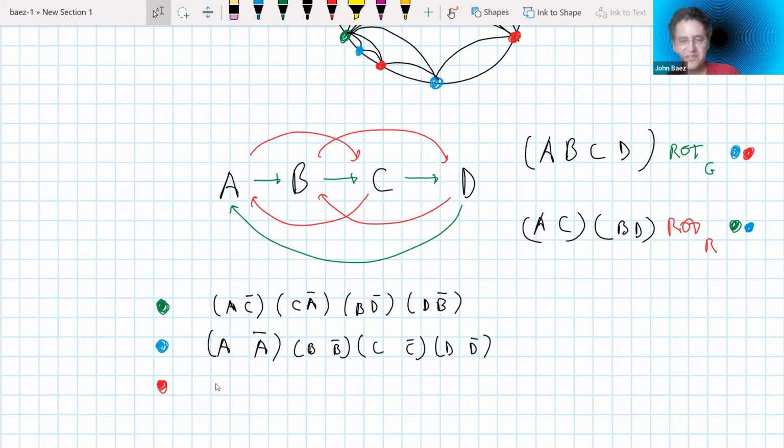Okay, let me try again. So okay, yeah, go ahead. So the idea is we know how blue acts. We're trying to figure out how red acts. Yes. And we know that blue followed by red cyclically permutes A, B, C, and D. That's right.